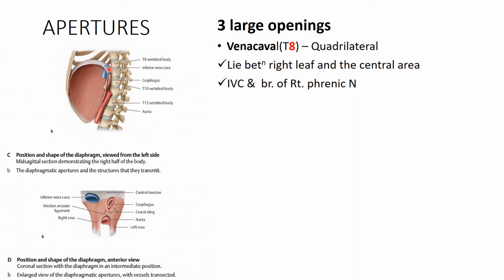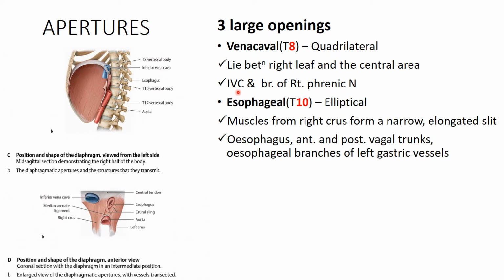always. So during the inspiration phase, this aperture of the inferior vena cava remains open, and thus it aids in the venous drainage from the abdomen towards the thorax, that is, into the right atrium. Now along with this, the branch of the right phrenic nerve also traverses through this vena cava aperture. Now the next opening is the esophageal opening.